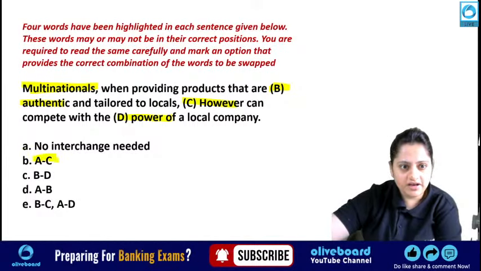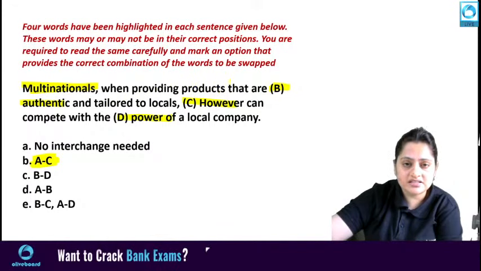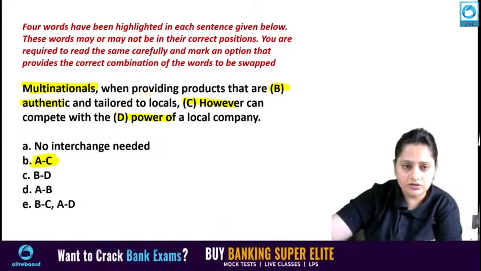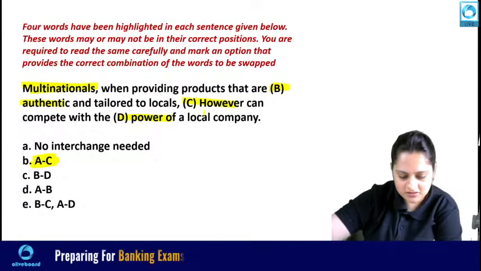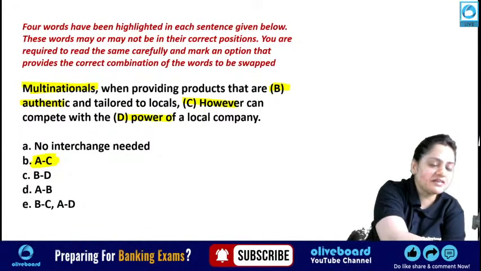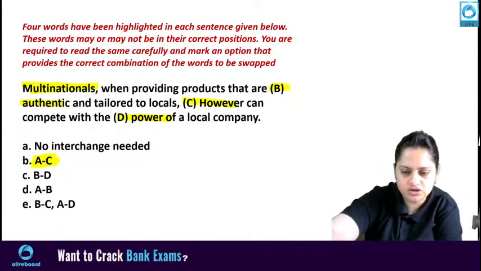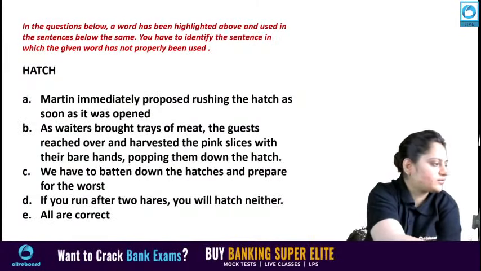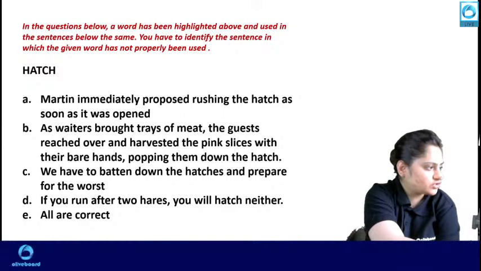Okay, A and C. However, when providing products that are authentic and tailored to locals, multinationals can compete with the power of a local company. A and C. Some of you are giving me options which are not there also. A and C. Okay, you are starting with however here, contrast word, however. Clear? B option.